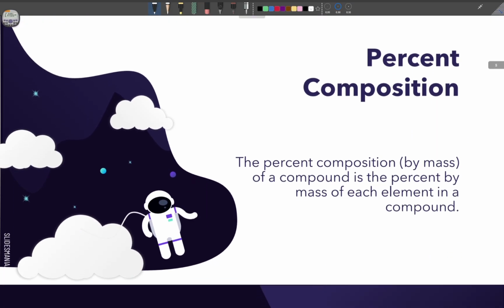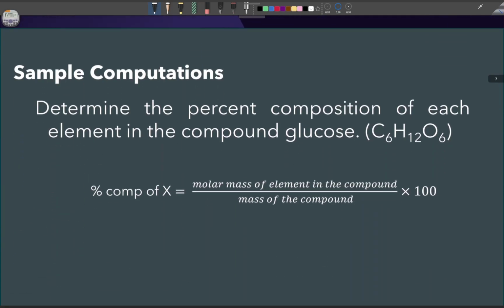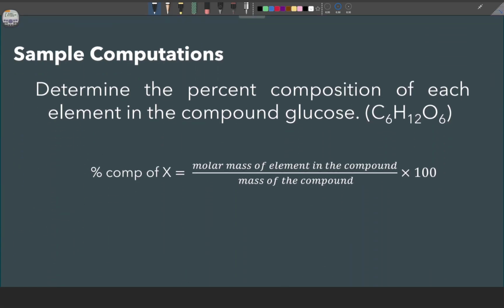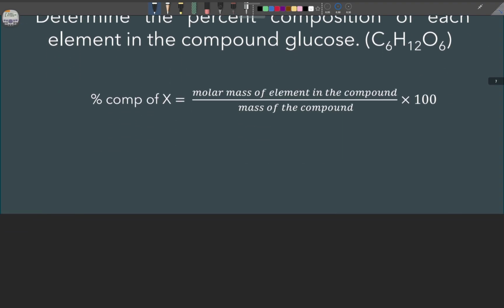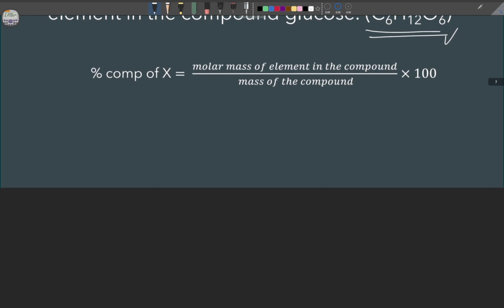When we say percent composition, this is how much, in terms of percent, an element is in a compound. So it is the percent by mass of each element in a compound. How do we solve that? We just divide the molar mass of the element in the compound by the total. Example: determine the percent composition of the elements in the compound glucose. You already know how to find the molar mass. Step 1 is to find the molar mass, then solve for the percent composition.